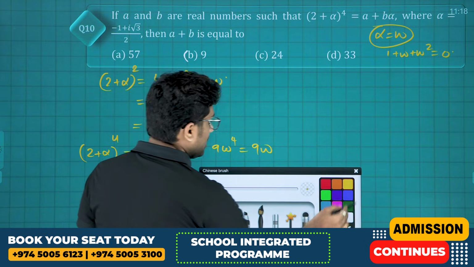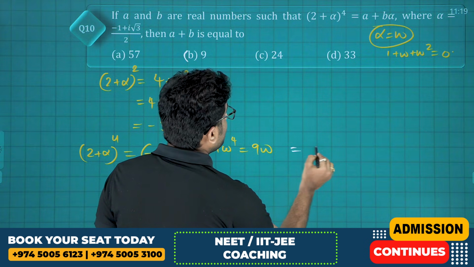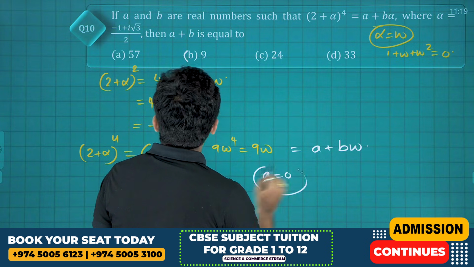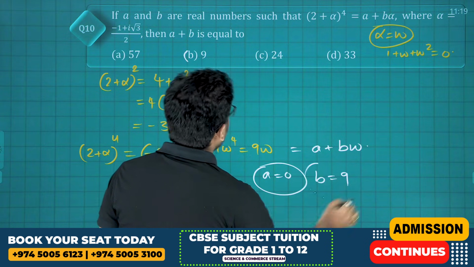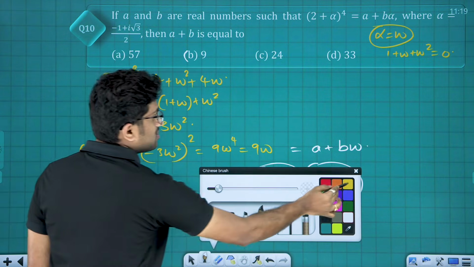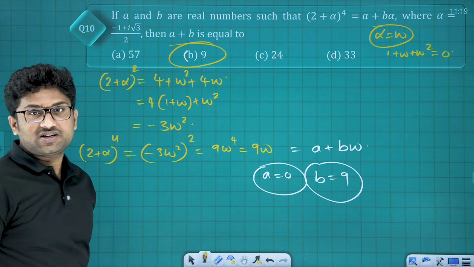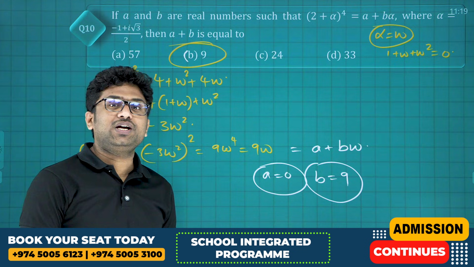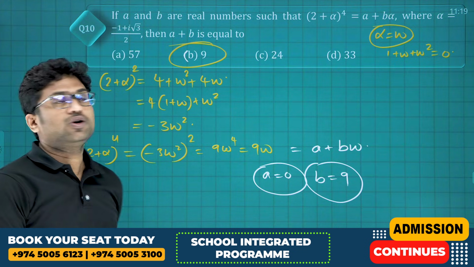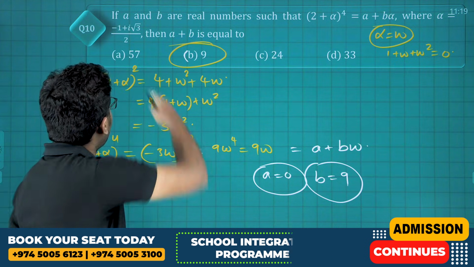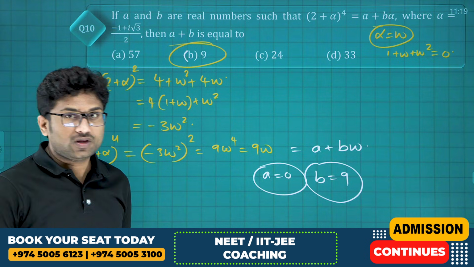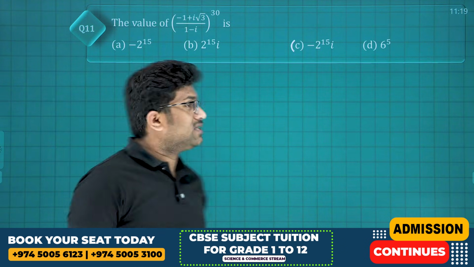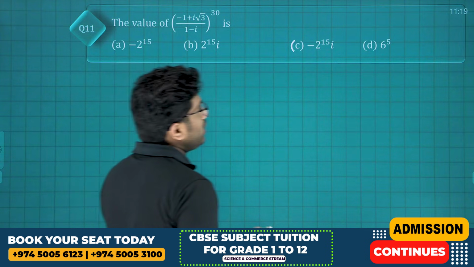So now they are saying this is equal to a plus b omega. So that means a is 0 and b equals 9. And they are asking a plus b, friends, which is 0 plus 9, which is 9. See how simple it is in terms of cube roots. If we know cube roots of unity, then we can solve it easily. Imagine if you were not aware of cube roots of unity and tried simplifying this big expression. Okay, don't do that. The value of this, again, cube root of unity will help us, friends.